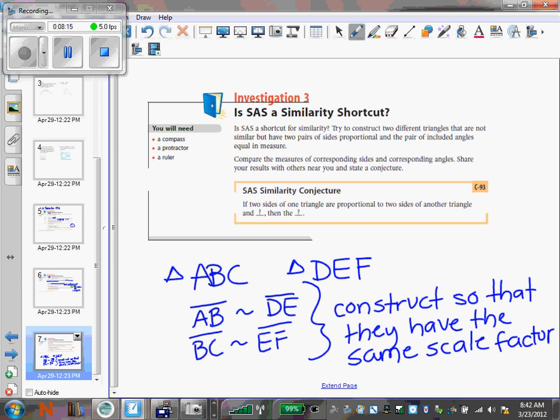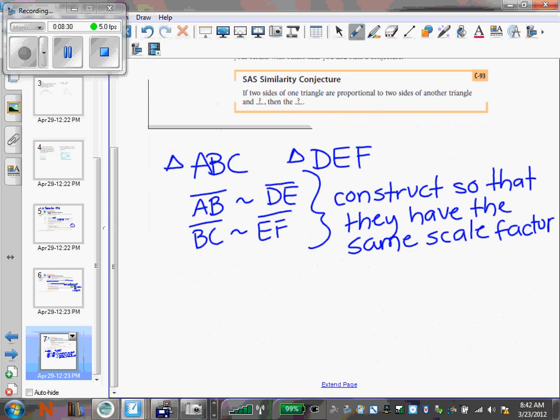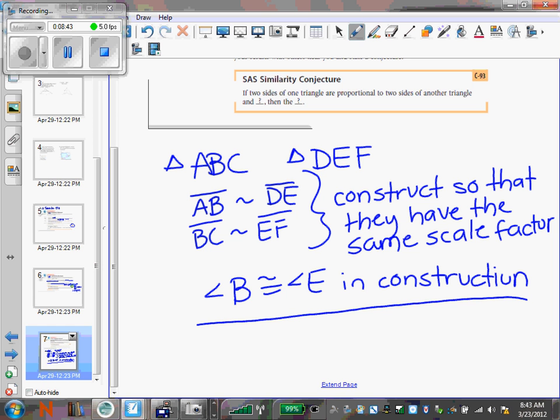Now, the trick with this: if we have triangle ABC with sides AB and BC, B is the angle in between. Remember, B being between the 2 sides means that we want to make angle B congruent to angle E in our construction. That will be the hardest part. It actually might be easier to start with 2 congruent angles, angle B and angle E, and then make sure that the sides are in the same scale factor.